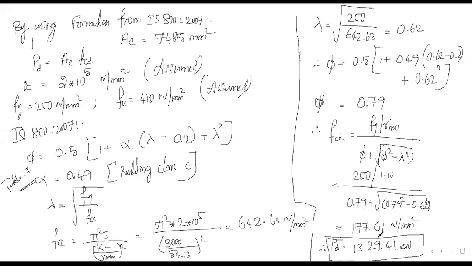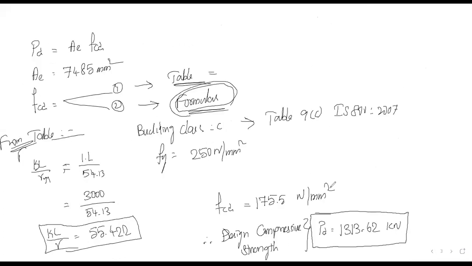So by using any one method, either formula or table, we can find it out. There is not much deviation in this. So this is the problem related to design strength of the member. Next, we should move on to design of compression member. The section also we have to design based on the applied load.